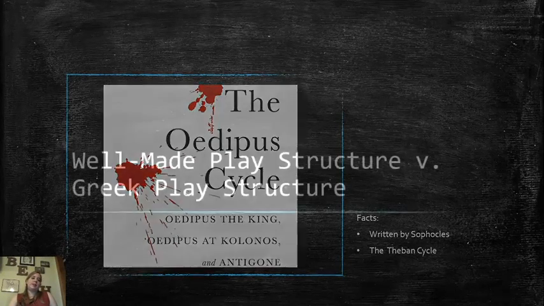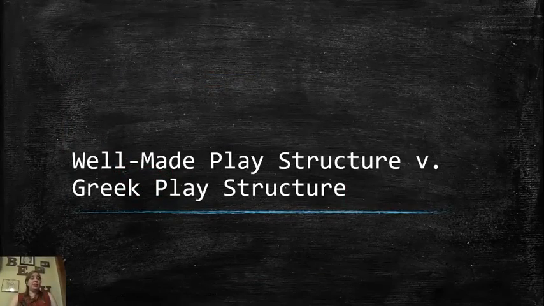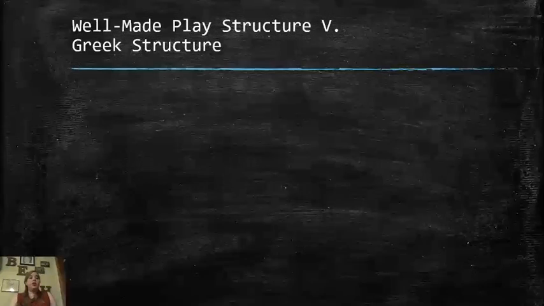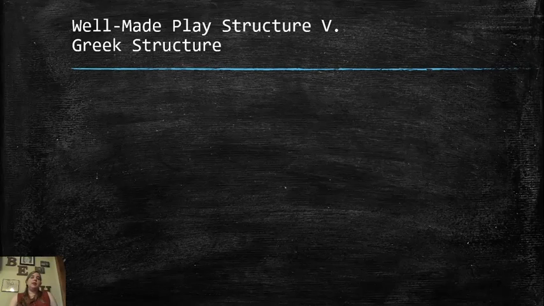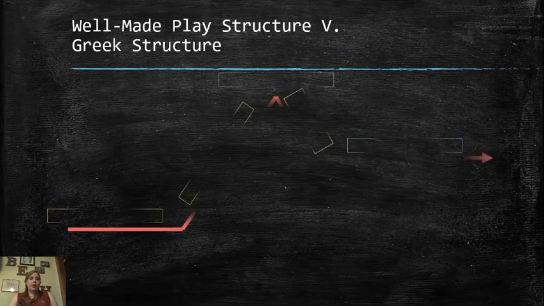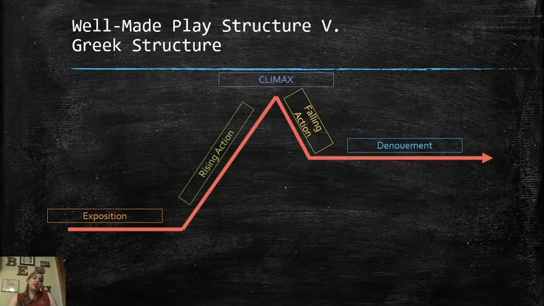Now let's go ahead and talk about well-made play structure versus Greek play structure. Well-made play structure looks a lot like well-made novel structures, where we have exposition, a rising action, a climax, a falling action, and a denouement.